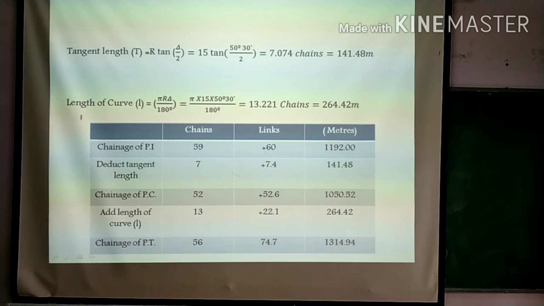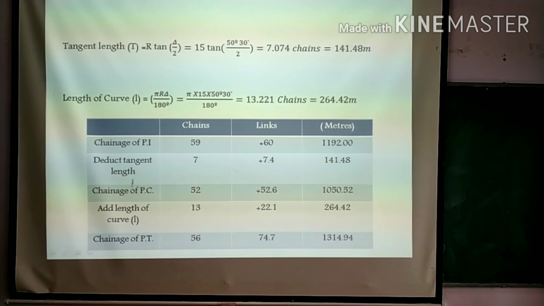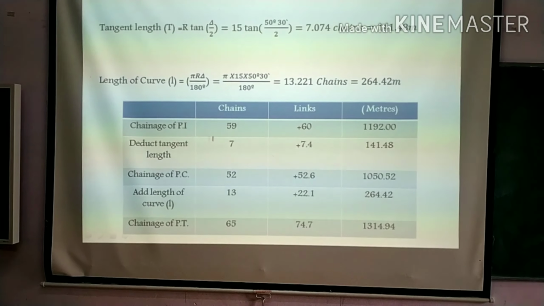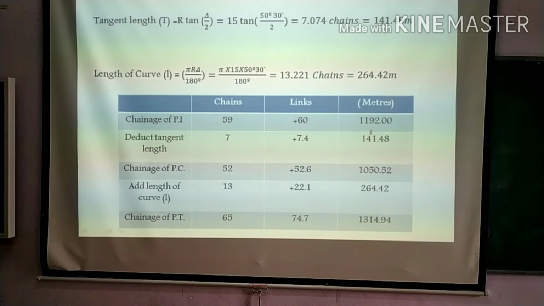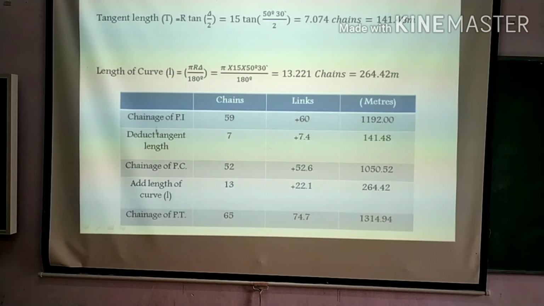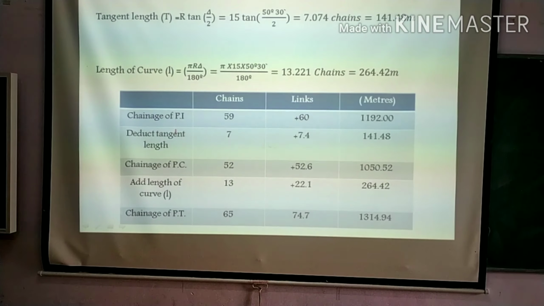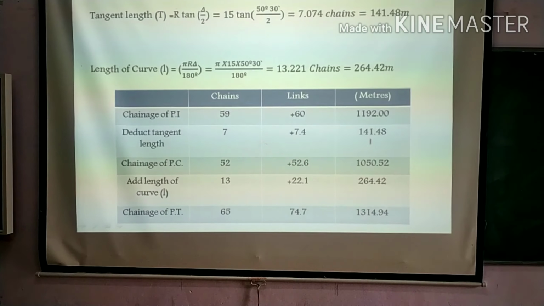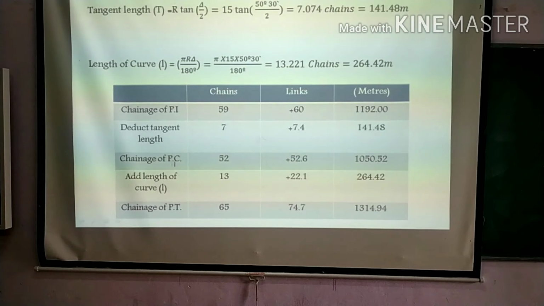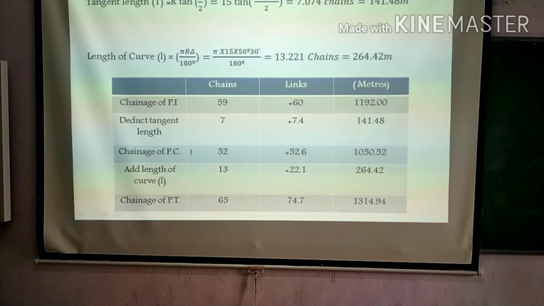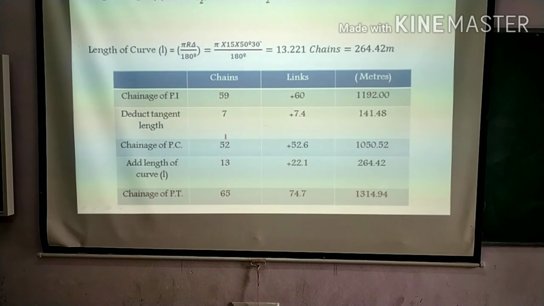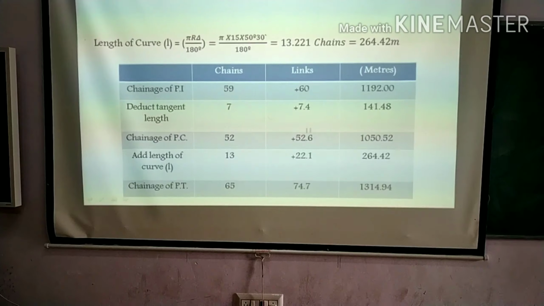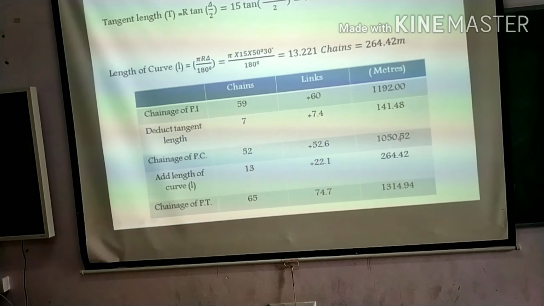Now, in order to set out the curve, we have to calculate the chainage with respect to different parameters. Basically, the chainage of the point of intersection, that is point V, is 59 chains and 60 links, which would be equal to 1192 meters. To get to the point of curve, we have to deduct the tangent length, which is 7 chains, 7.4 links, equal to 141.48 meters. Deducting the tangent length from the point of intersection, we arrive at the chainage of the point of curve, which is 52 chains, 52.6 links. In meters, it would be 1050.52 meters.